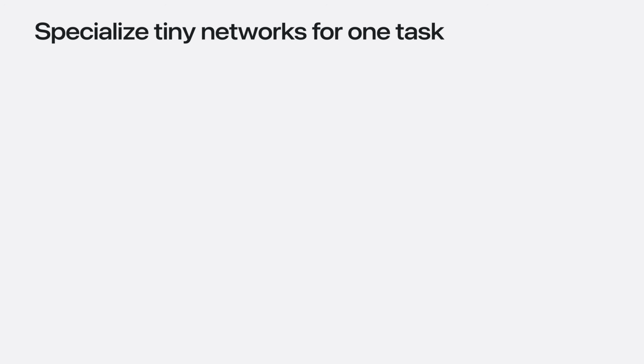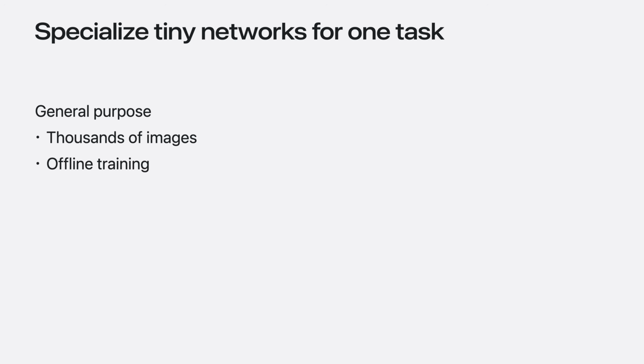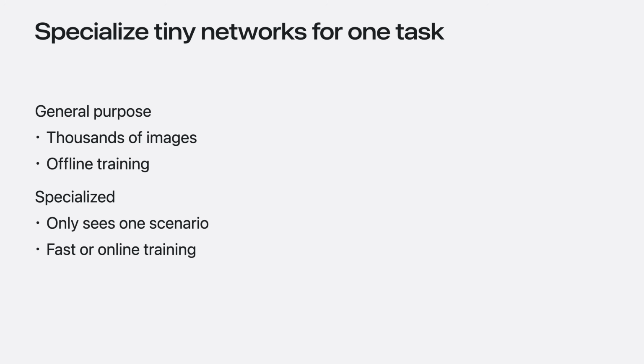So far, you have explored large general-purpose networks trained offline on a very large dataset. Now, I will show you the opposite approach. Tiny networks for one specific task. A few thousand parameters or less trained on your scene data, sometimes even trained online every few frames. The network only sees one scenario, it does not need to generalize.